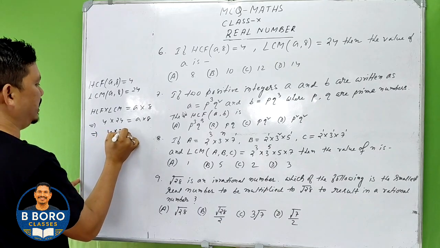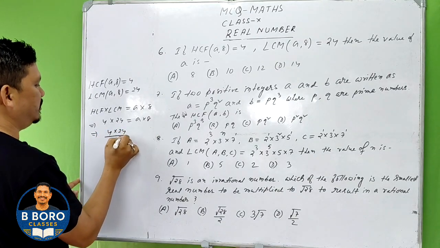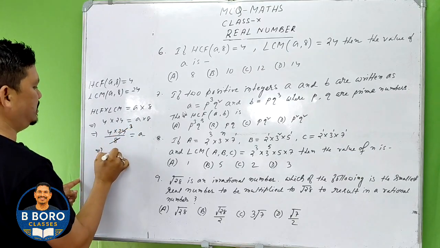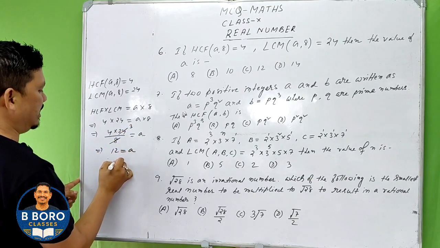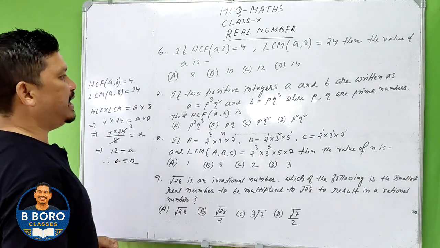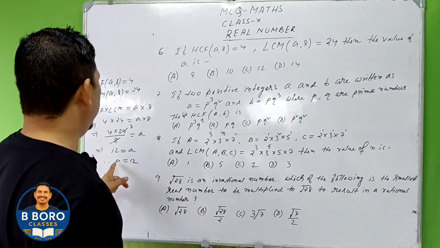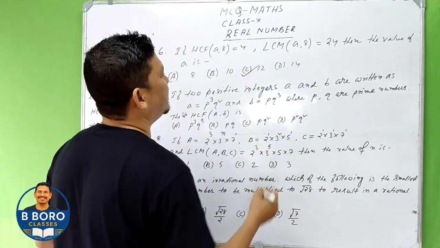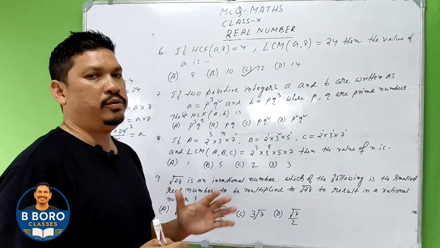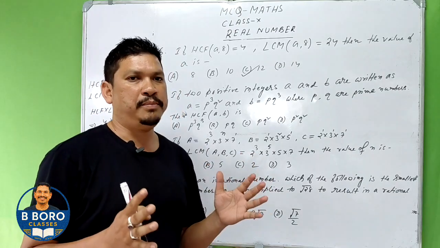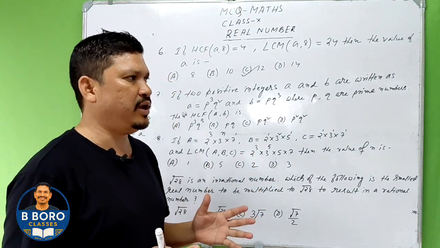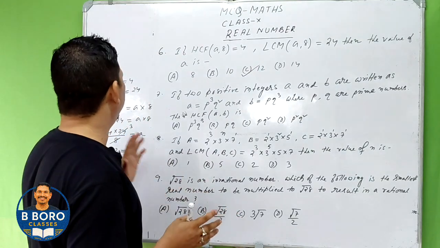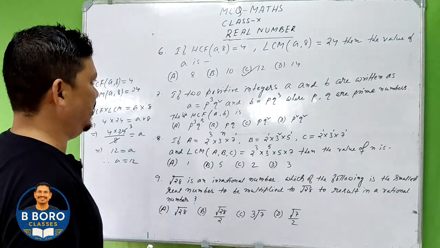So 4 times 24, when 8 is transferred it becomes a divisor, equal to 8. 8 threes are 24, so 4 threes are 12. So a equals 12. So our correct option is C, that means the value of a is 12. We have to always remember that LCM of any two numbers times HCF of those two numbers equals the product of the numbers. Using this formula, we can solve this type of question very easily.